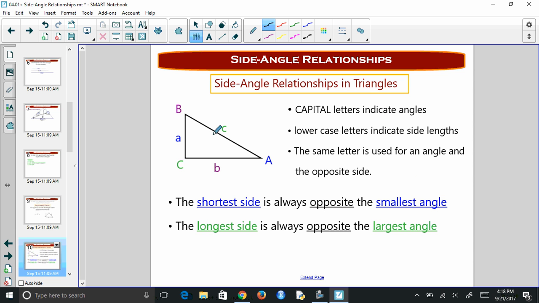And here, the big letters represent the points, which can also be used to describe the angle. The small letters are used to describe the segments.